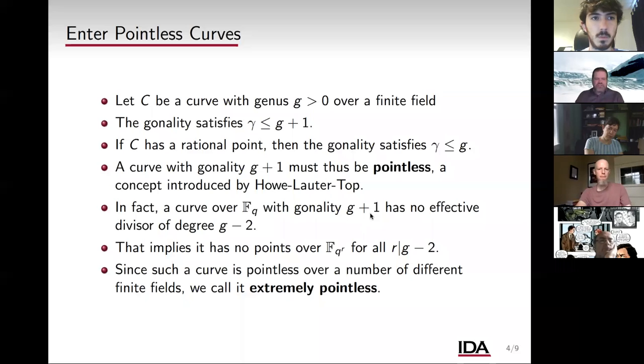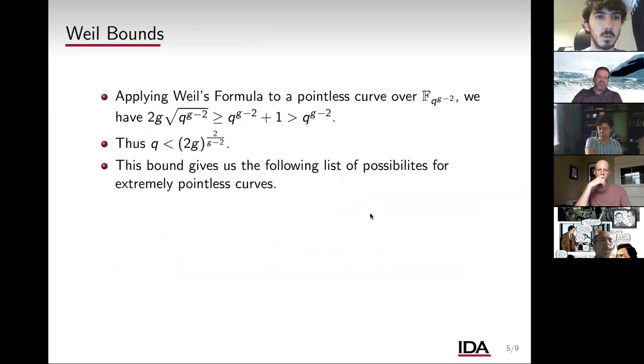But these are even stranger than curves without any points. If you can show that if it has gonality G plus 1, then it has no effective divisor of degree G minus 2. And that implies it has no points over these various extension fields of F_Q. So since it's pointless not just over the base field, but also over several extension fields, we coined the term extremely pointless curves to refer to these. And so the question is, when can these occur?